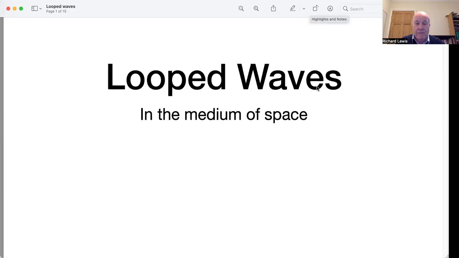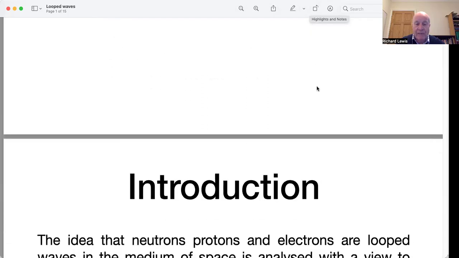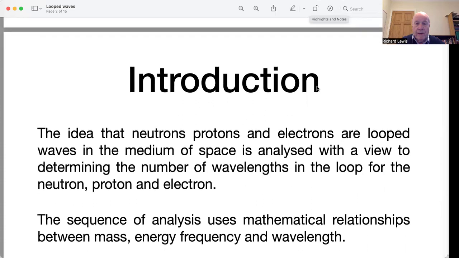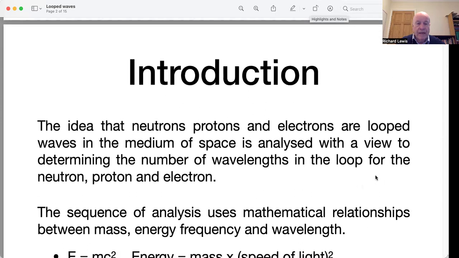And so starting from the premise that light is a wave in the medium of space, we move on to conclude that neutrons, protons, and electrons must be looped waves in the medium of space. We'll understand more about the nature of these waves, but what we're attempting to do in this presentation is to determine the number of wavelengths in the loop for the three fundamental particles, which are the neutron, proton, and electron.